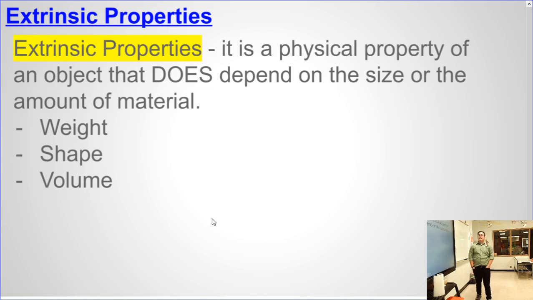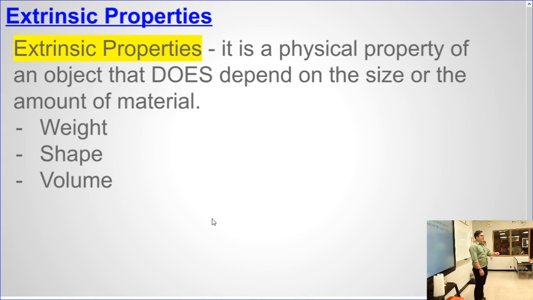All right, extrinsic properties. A physical property that does depend on the size of what you got. So if I've got a big hunk of iron versus a small hunk of iron, the weight, shape, and volumes are different. Most of what you study in a physics classroom is based off of extrinsic properties. You look at the weight of the objects. You look at their shapes and their volumes based on what physics they're following.